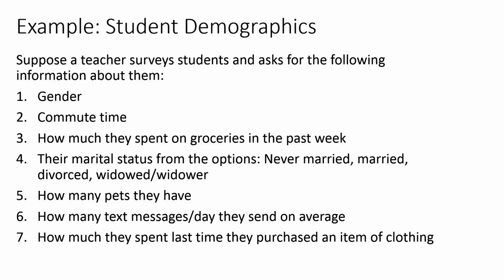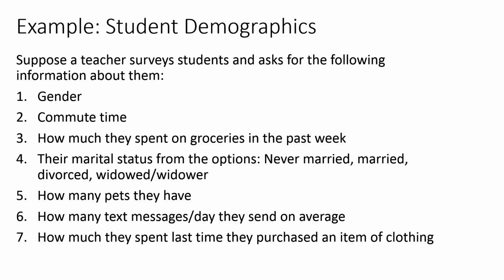Anyways, they took a survey, and this is what they asked. Tell me what your gender is. Tell me what your commute time is: how much time do you spend driving to school? Tell me how much money you spent on groceries in the past week. Tell me what your marital status is, and they give options: never married, married, divorced, or maybe widow or widower. How many pets do you have? How many text messages a day do you send on average? And how much did you spend the last time you purchased a clothing item?